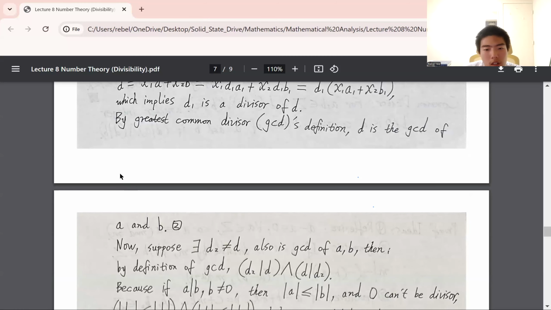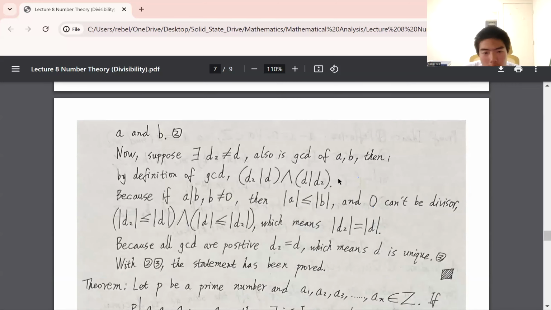Okay, so in this case, we can find D is the GCD of A and B by GCD's definition. And the uniqueness is proved by first assuming a D2, which is not equal to D, and we just need to find out D2 is equal to D. This is by the definition of GCD, like D2 divides D and D divides D2, because they are both greatest common divisors.